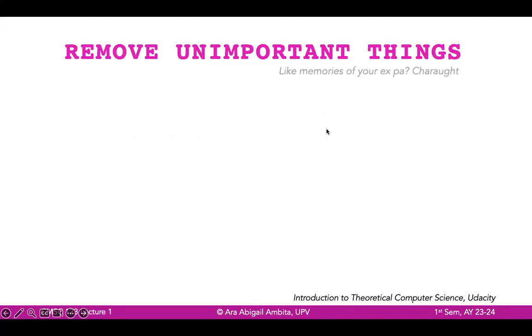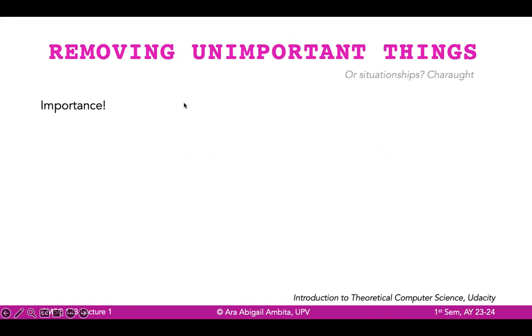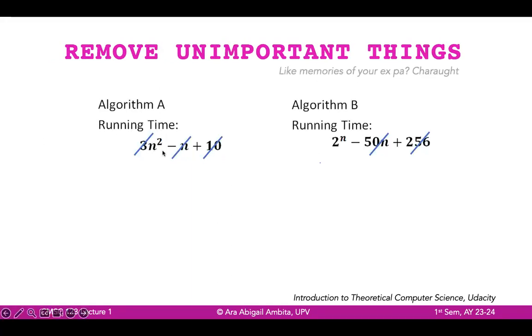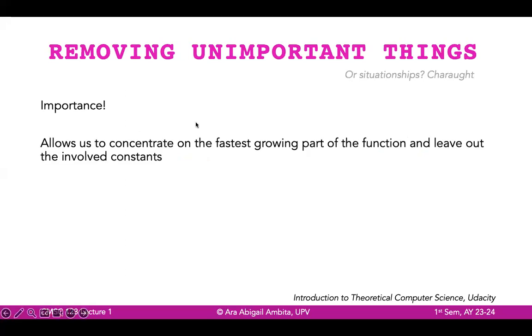Okay, so what we are going to do is remove unimportant things. We are going to remove the lower order terms, let's say the minus n, and then we are going to remove the constants. So we are left only with n squared and 2 raised to n. So we can then say that the running time of algorithm A is n squared, and for algorithm B, it's 2 raised to n. Okay, so the importance is that it allows us to concentrate on the fastest growing part of the function and leave out the involved constant.